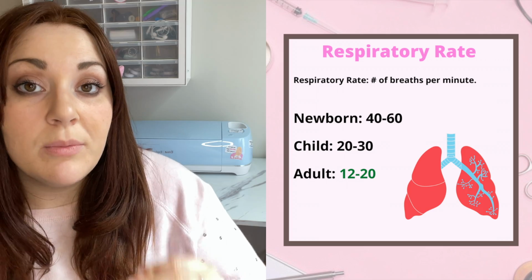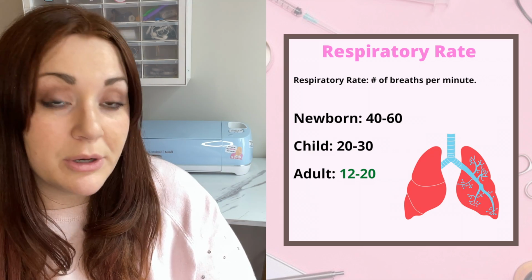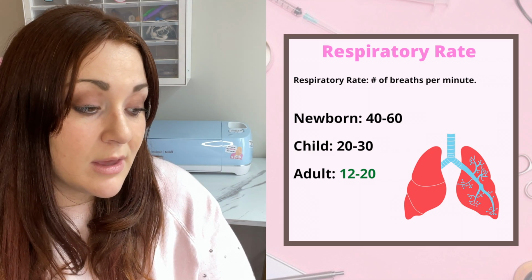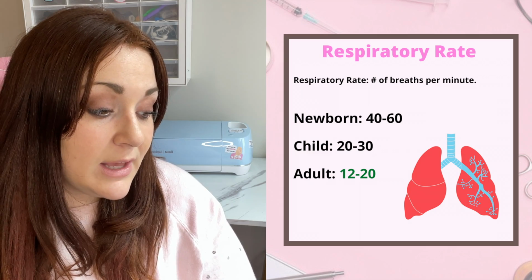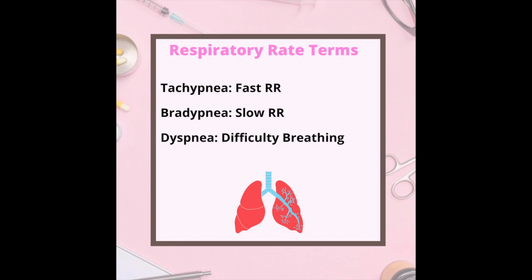So a normal respiratory rate is 12 to 20. A newborn respiratory rate is 40 to 60, infant is 30 to 50, and children is 20 to 30. All right, so some terms to know with respirations. The first one is tachypnea, which means a fast respiratory rate, and then bradypnea is a slow respiratory rate. And then finally, dyspnea, which is difficulty breathing.